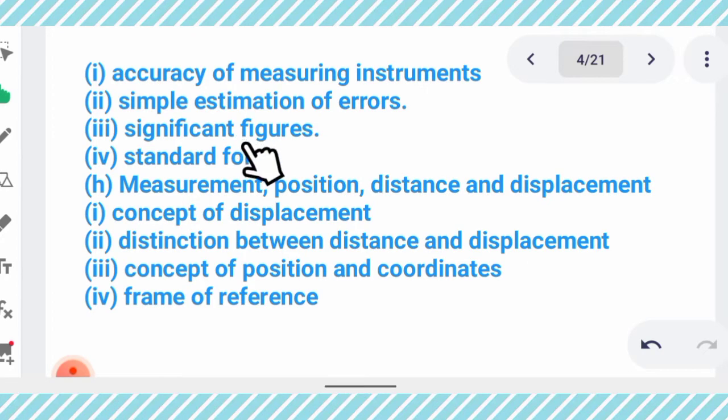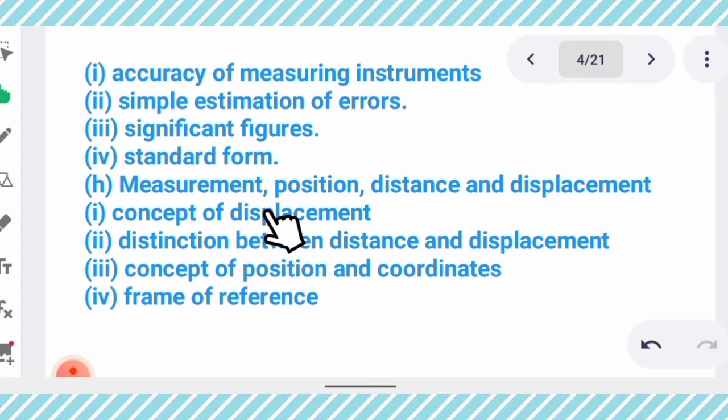Here we talk of accuracy of measuring instruments, for example, a vernier caliper, micrometer screw gauge. What is their accuracy? It will come out in the exam. And for others like the meter rule, I think the accuracy of the meter rule is 0.01 centimeter. Then simple estimation of errors, that is errors found in measuring instruments. Significant figures and standard form. When talking about standard form, we have standard form and ordinary form. In standard form, you have, for instance, 3 times 10 raised to the power of something.